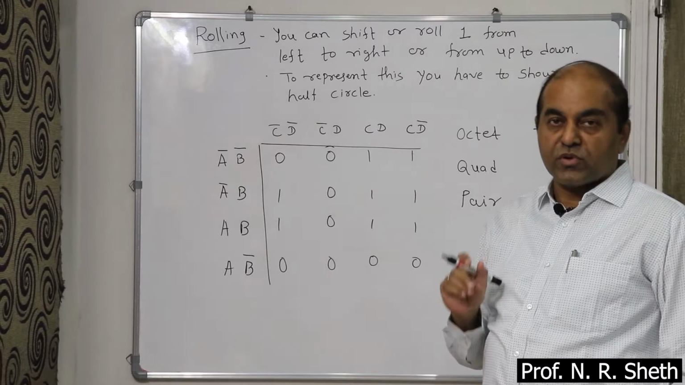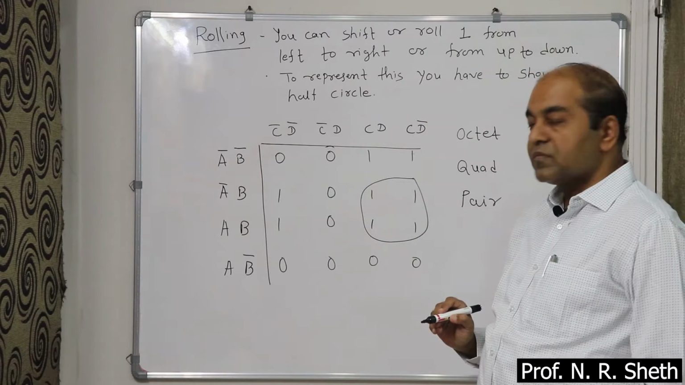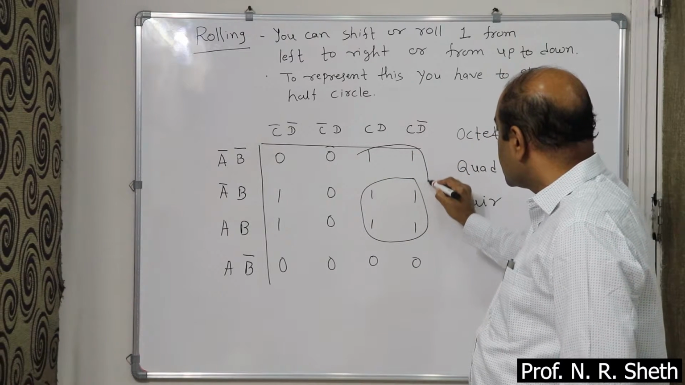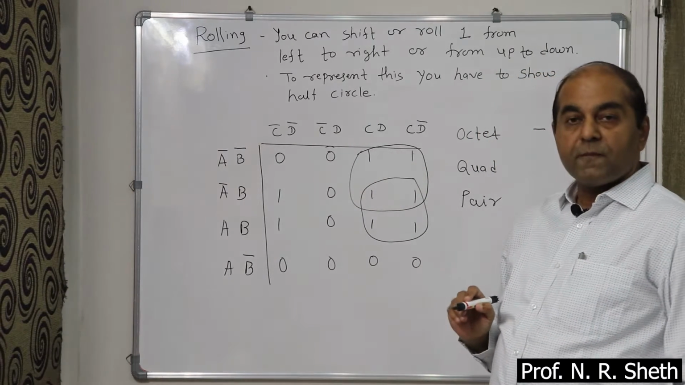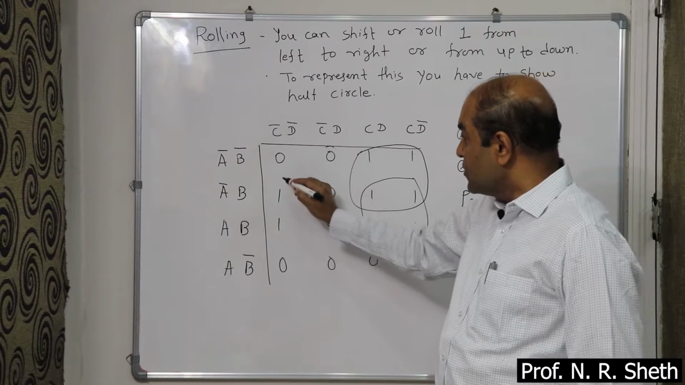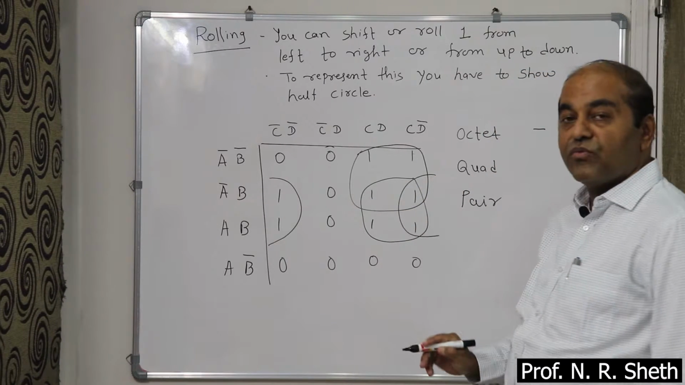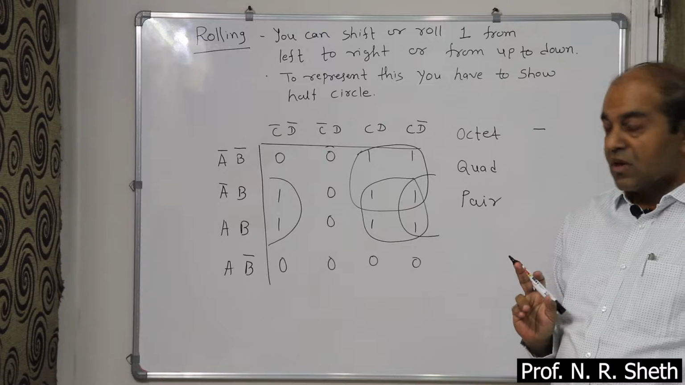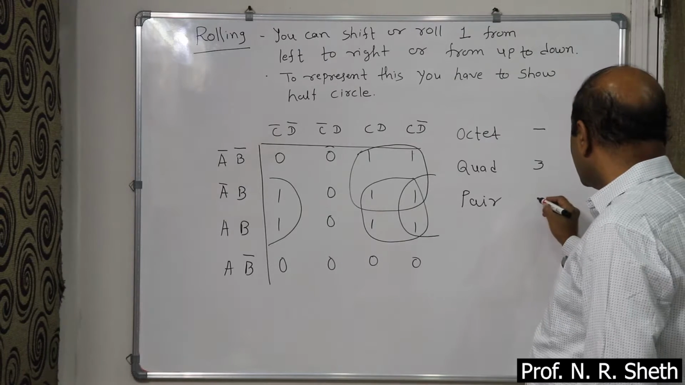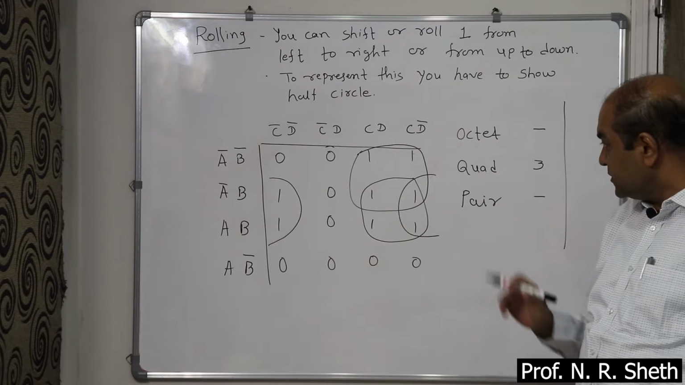Now how many quads are possible? So this is 1. The second one is here. And this 2. And by using this 2, we have the third one. So 3 quads and no pair.